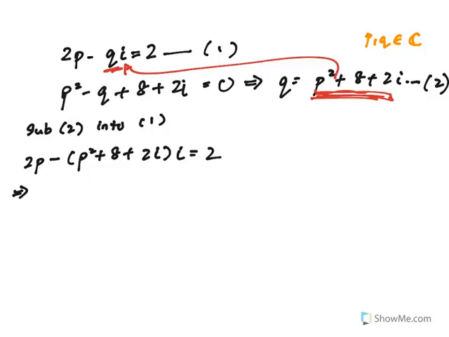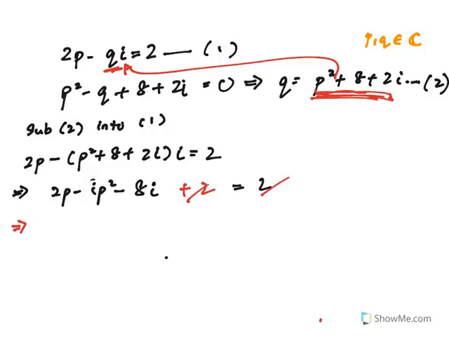Okay, so quickly, after simplifying, you have 2p minus ip squared minus 8i minus 2i squared equals 2. 2i squared is just equal to negative 2, so I simplify this and it becomes positive 2. Alright, cancel off. This is what you get.